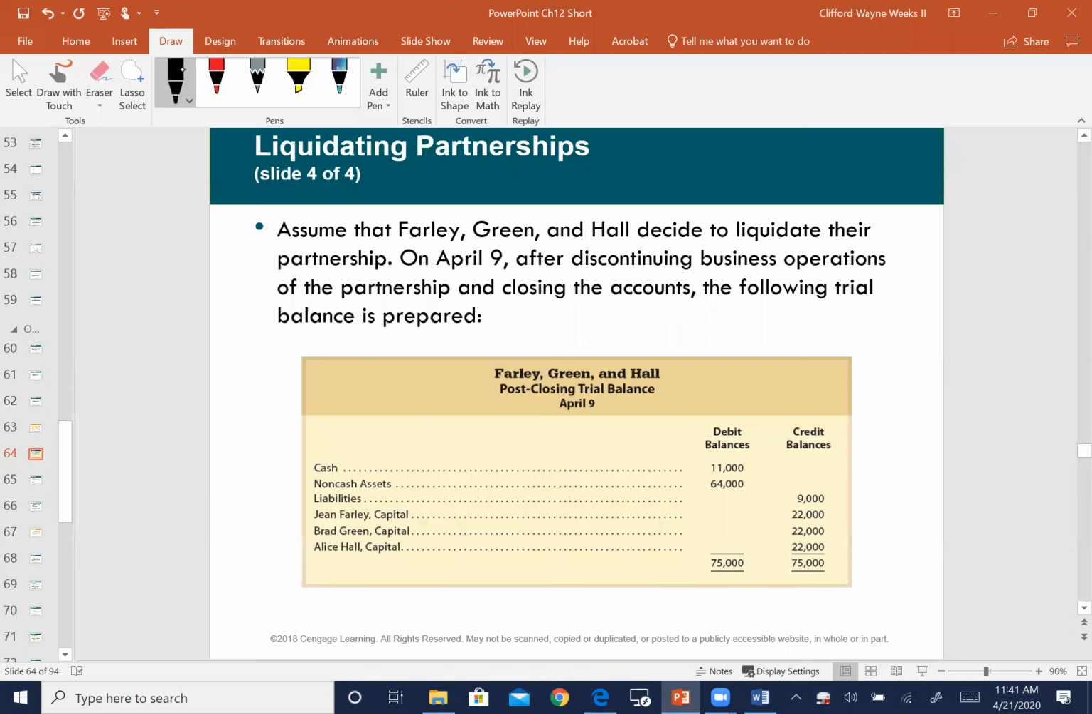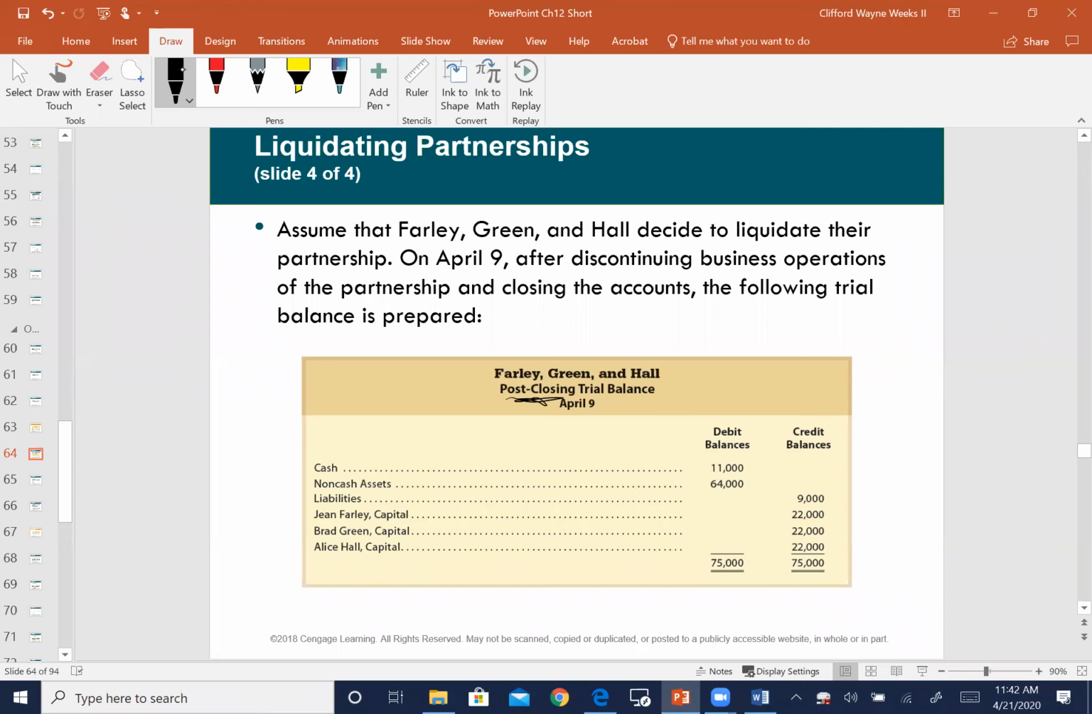Assume that Farley, Green, and Hall decide to liquidate their partnership. Hopefully you realize that Farley, Green, and Hall are actually all comedians: Chris Farley, Seth Green, and Arsenio Hall. They don't use their first names, but whatever. Just interesting. They've closed all their accounts. This is the post-closing trial balance. We have cash, we have non-cash assets, and in the real world we have those listed: buildings, equipment, and so on. Then we have the liabilities and the capital balances of Gene, Brad, and Alice.